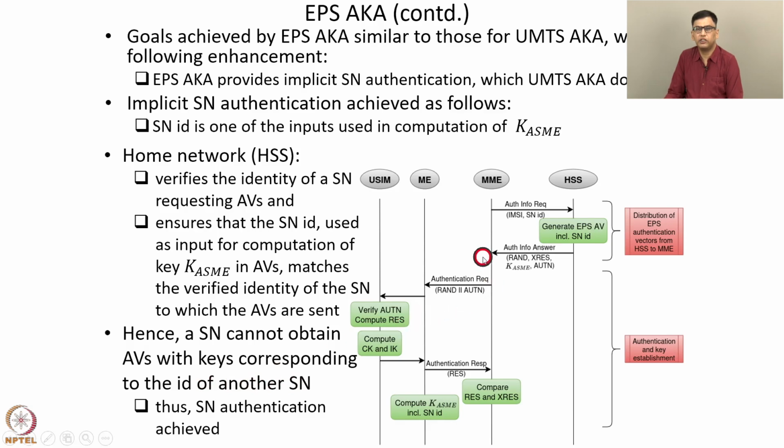So, consider an MME which tries to connect to an HSS pretending to be some other MME. In that case, the HSS will verify the serving network identity because there is a secure connection between the MME and the HSS. The HSS is able to find out the true identity of the MME, and it can see that it is not the same as the SNID that is sent from the MME. So, it knows that this is not the correct MME, and it will reject that authentication request. Hence, a serving network cannot obtain authentication vectors with keys corresponding to the ID of another serving network. In this way, serving network authentication is achieved.